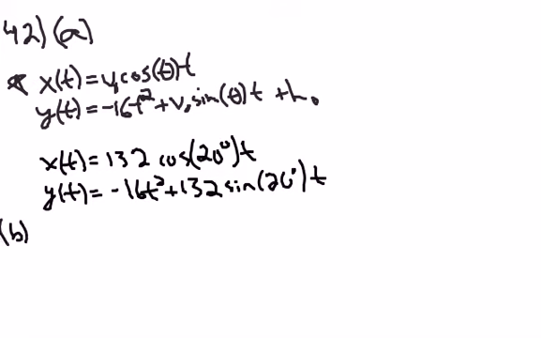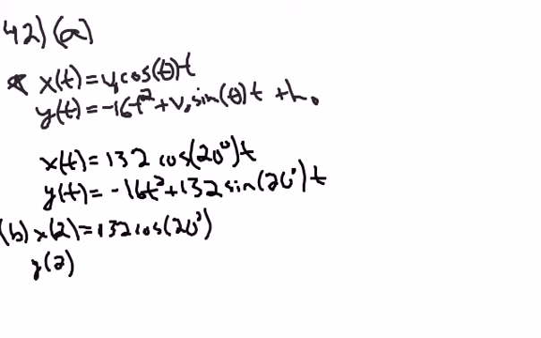Part B says, give the location of the ball after 2 seconds. Correct to 3 places after the decimal point. So here, I just have to plug in, I know what t is, it's 2. So I'm going to plug in 2 for t in the equation for x and the equation for y. One note here, make sure that you are in degree mode on your calculator because they did give us an angle in terms of degrees.